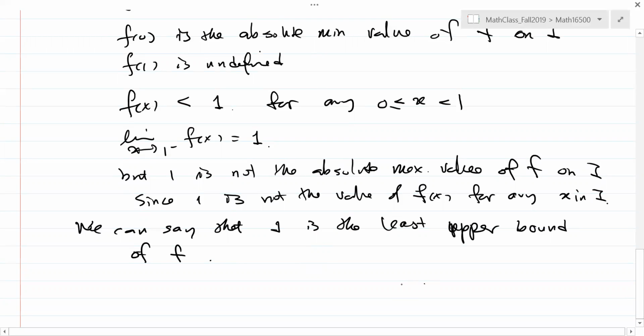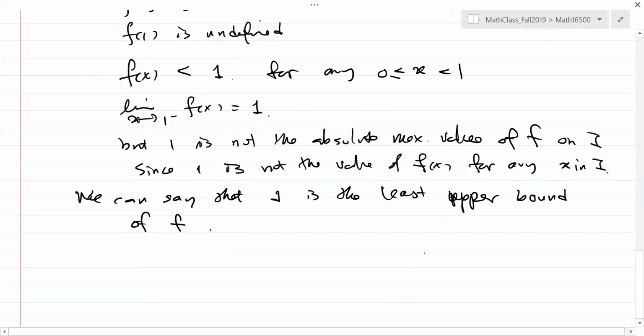So yeah, you have to be familiar with this concept. So we can say that f does not have an absolute maximum value, although 1 is the least upper bound of the function. But yeah, think about the next problem.